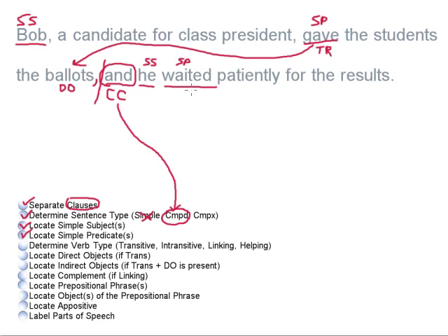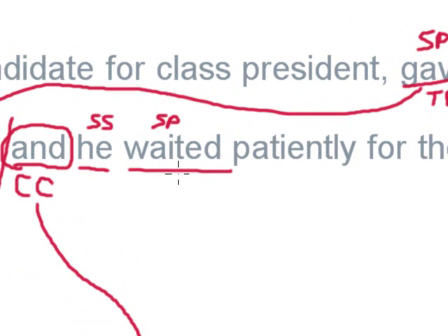All right, but we have another verb to look at. Waited. Does this answer waited what or waited who? No. This answers waited how. How did he wait? So it doesn't answer the what or the who, but this is an action verb. So this verb here is intransitive. It's an intransitive verb.